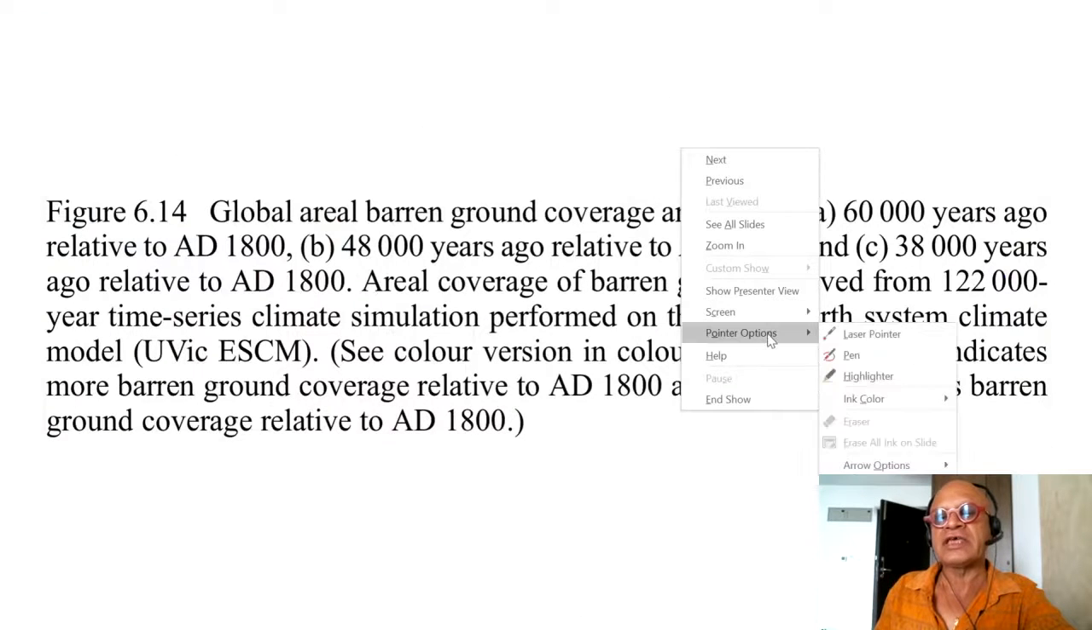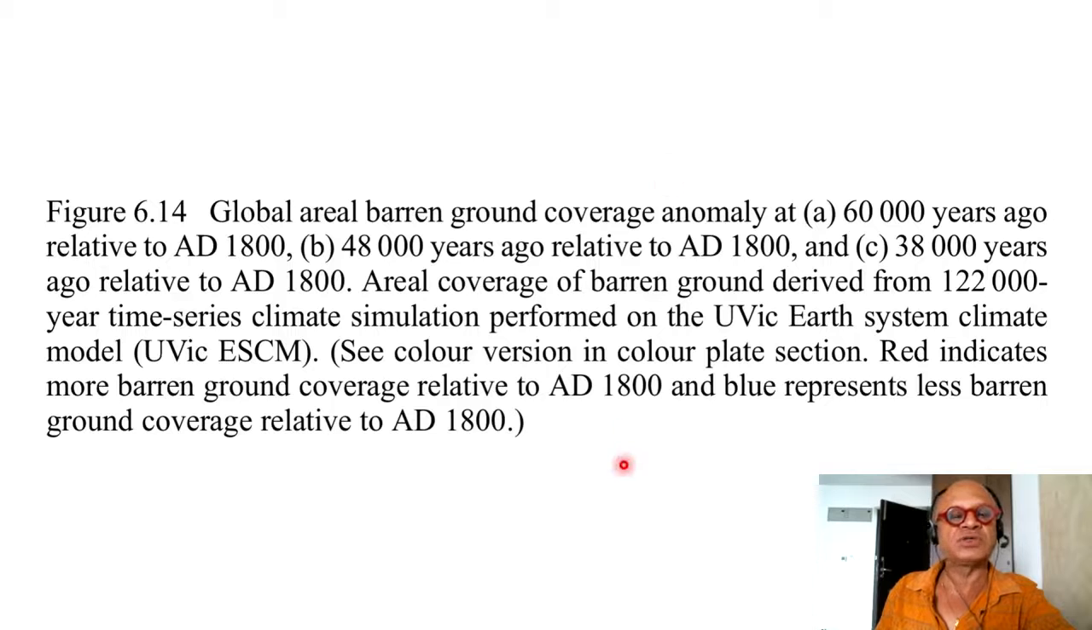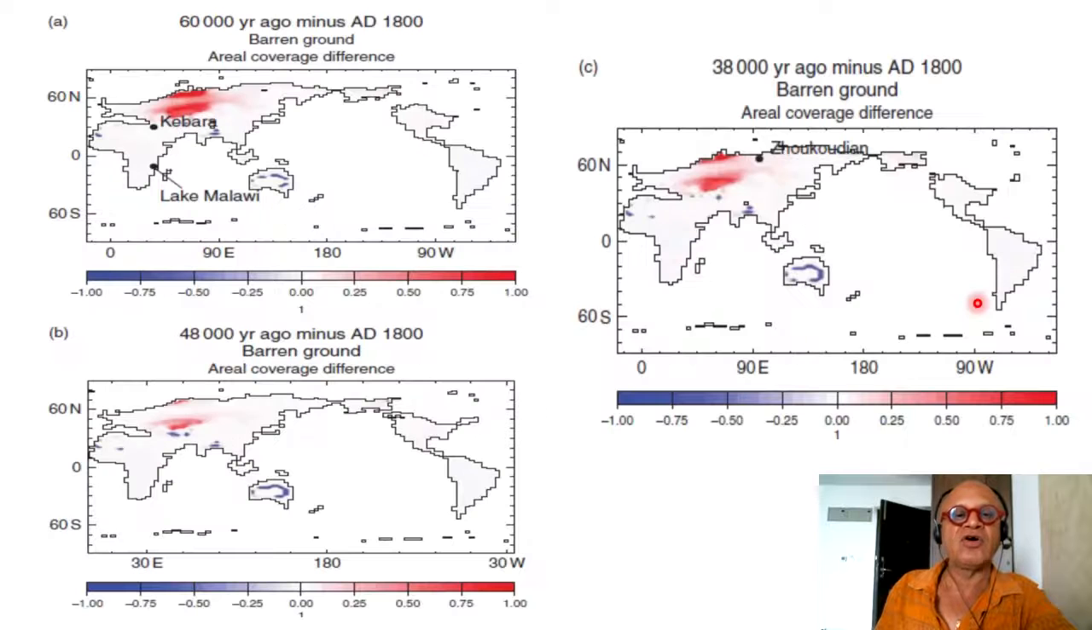So zooming out again to the global to close out the chapter from the book before I add the vegetation part for the modern times. Global aerial barren ground coverage anomaly at 60,000, 48,000 and 38,000 years from the long simulation. Now you can see many more colors moving northward here all the way into the northern end of the Eurasian landmass. So 60,000 years ago minus 1800 barren ground aerial coverage difference.